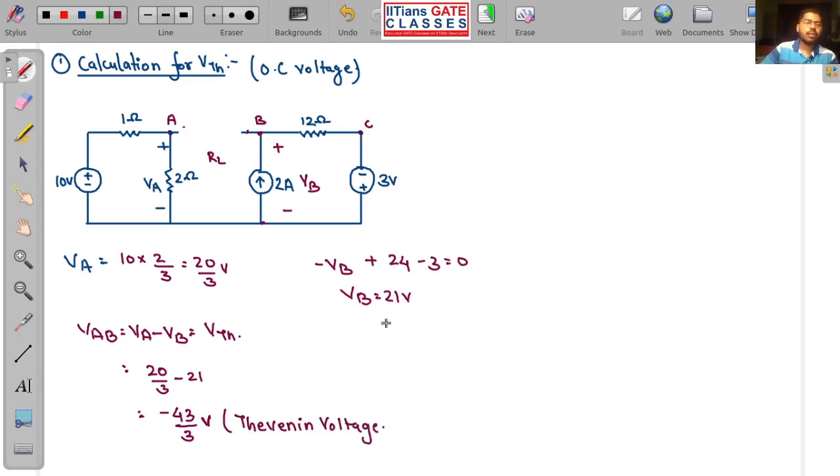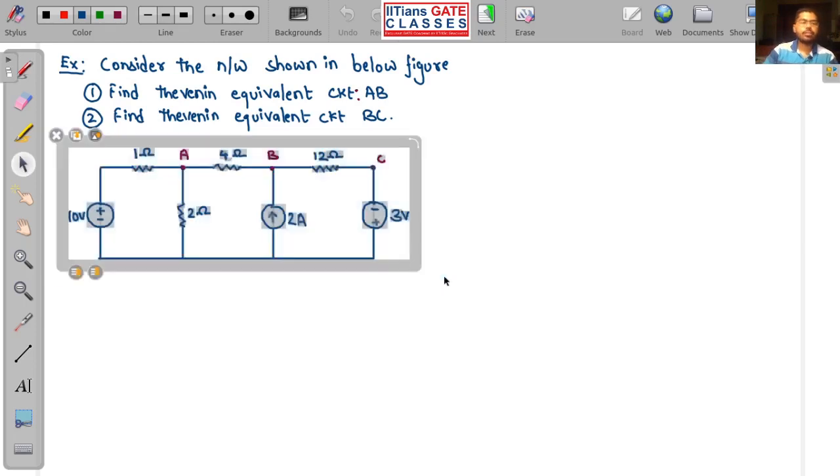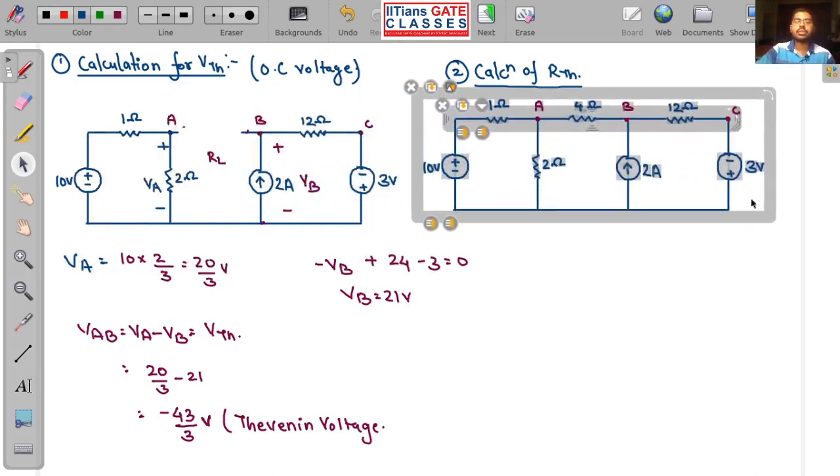Now my second step is calculation of RTH. How will I calculate? Here, is there any dependent source? Tell me, any dependent source? No, we don't have any dependent source. So I will be simply short circuiting the voltage source and open circuiting the current source.